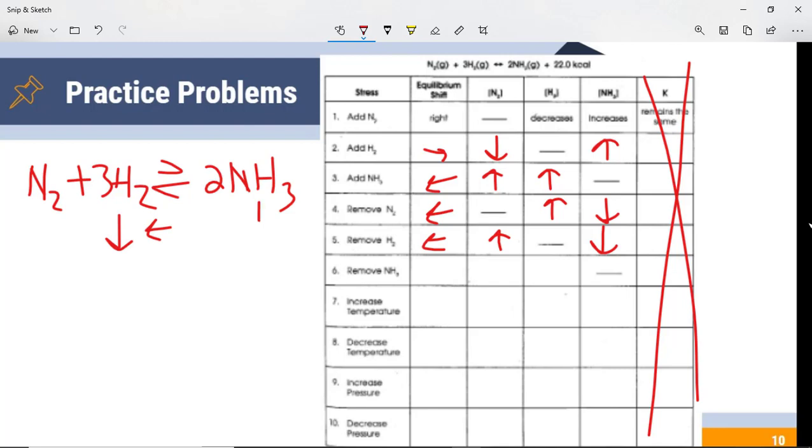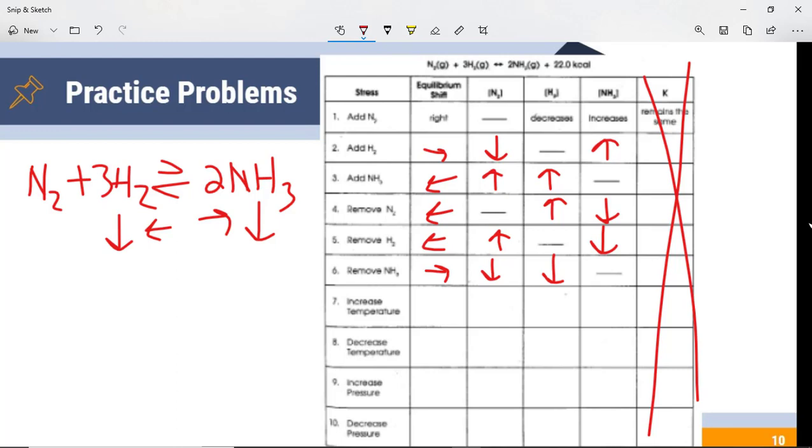If we remove some NH3, the opposite happens. We're going to get it shift to the right because it's going to compensate for the NH3 that's lost. So in that case, N2 is going to go down, H2 is going to go down because we're reacting more to the right here, and equilibrium shifts to the right.